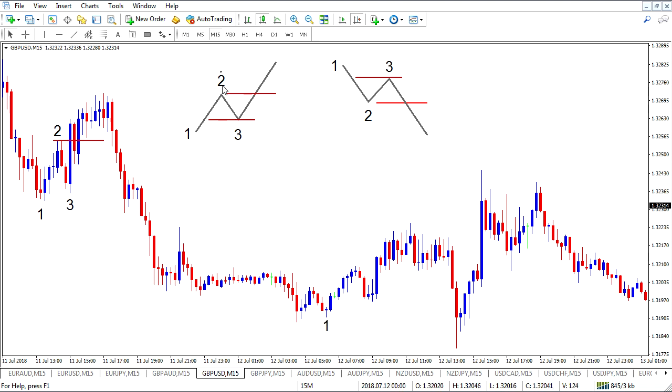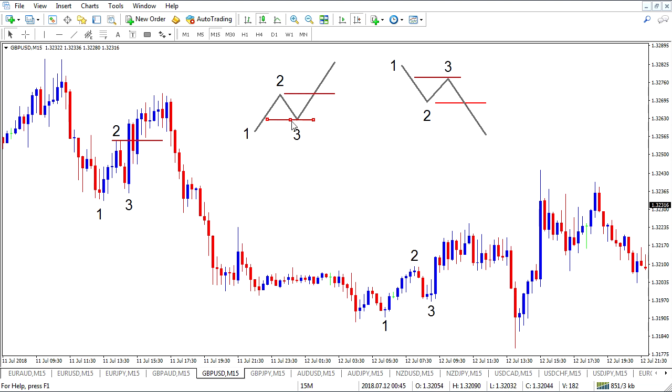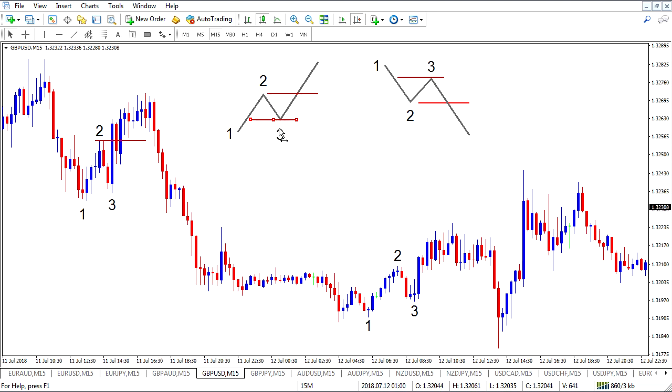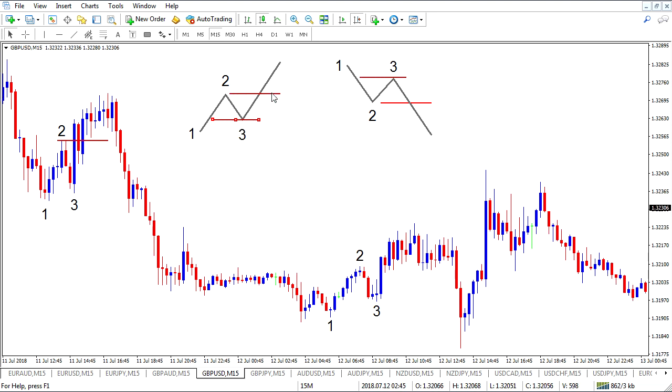1, 2, 3. And the line across number 2 to give us the entry. So we've got 1, 2, 3, 3 being higher than 1. Once we get 1 pip above number 2, or that area of resistance, we can go long.